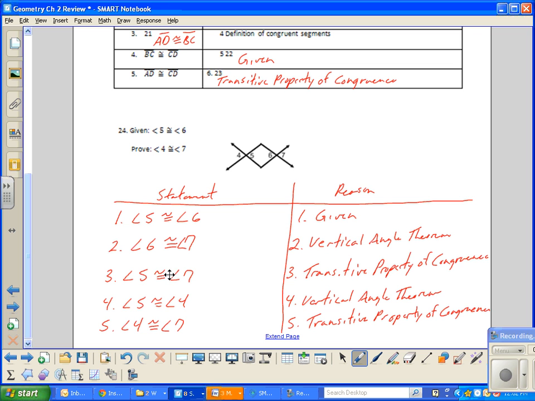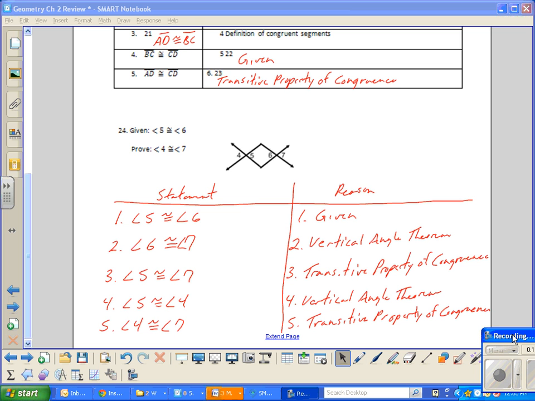And then we bring in that 5 is going to be congruent to 4, because those are vertical angles. We can tell by looking at the picture there. So the vertical angle theorem tells us that angle 5 is congruent to angle 4. And now we look, angle 5 is congruent to 7, 5 is congruent to 4. So since 4 and 7 are both congruent to 5, they should be congruent to each other. So angle 4 is congruent to angle 7 by the transitive property of congruence.